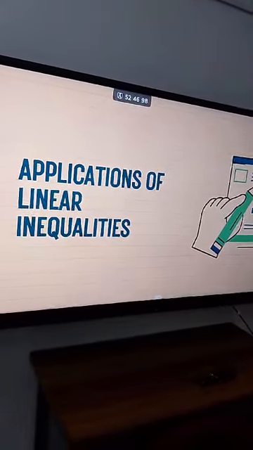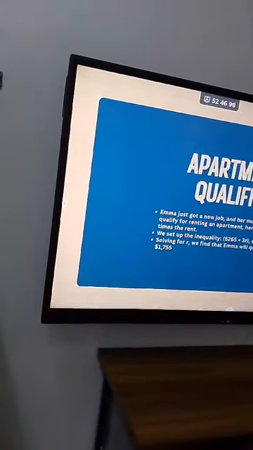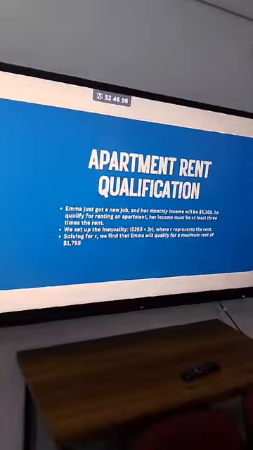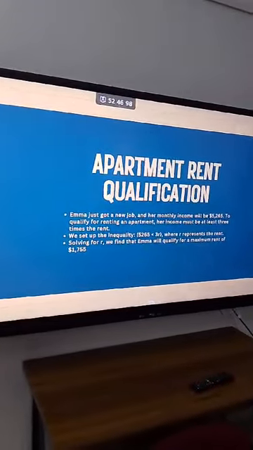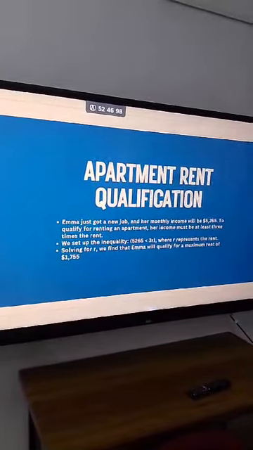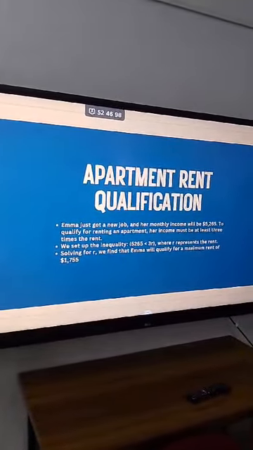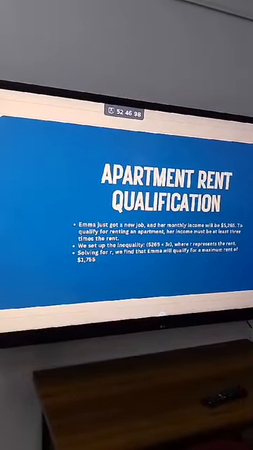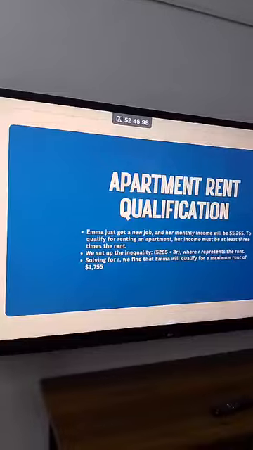Applications of linear inequalities. First, apartment rent qualification. Let us take an example. Emma just got a new job and her monthly income will be $5,265. To qualify for renting an apartment, her income must be at least 3 times the rent.